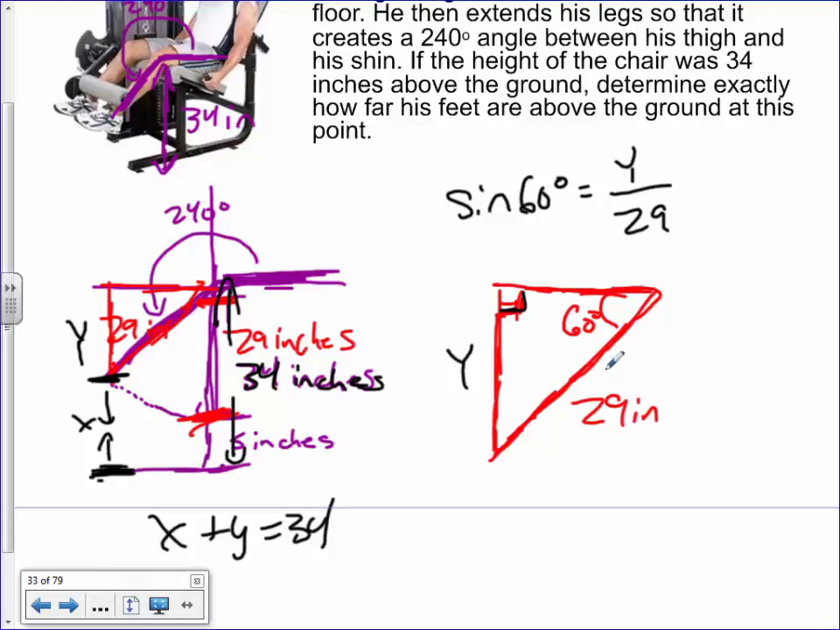How do you get y by itself? Yeah, multiply up by 29. So y is going to be equal to 29 times the sine of 60. If you type that in your calculator, though, you get a decimal number. And like I said, most of the time it's not really an issue, but I do want you guys to know how to do this exact value thing. So what else is sine 60 equivalent to?